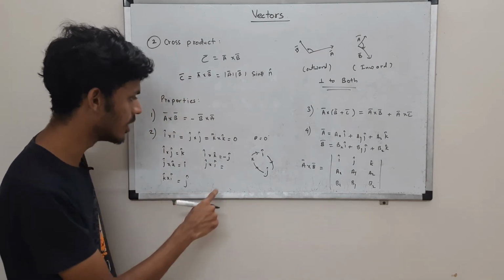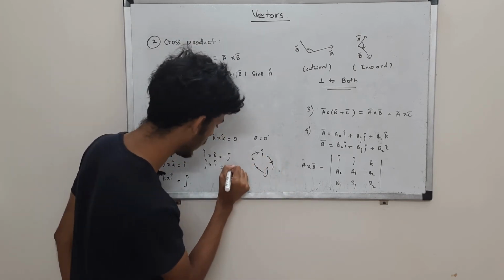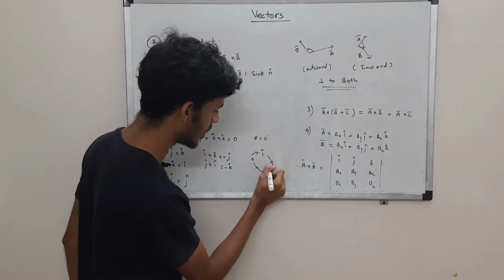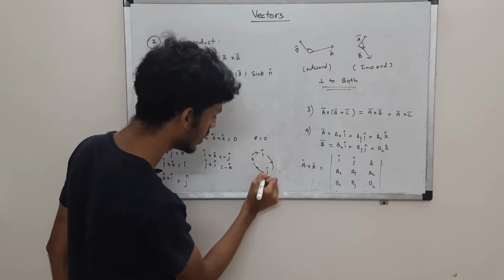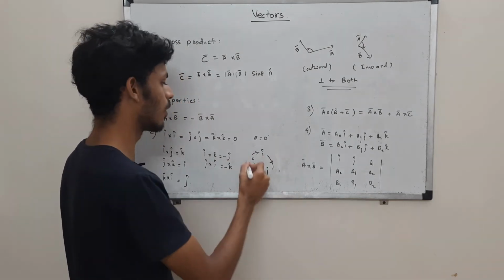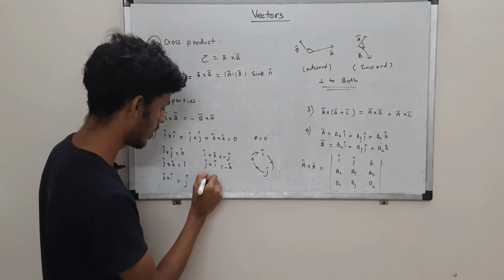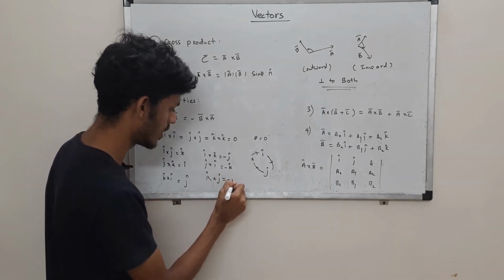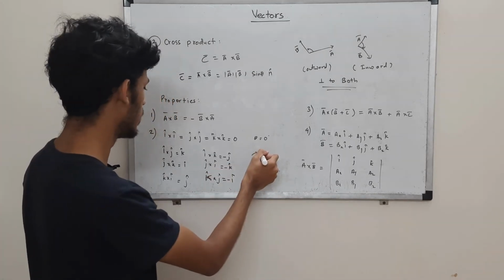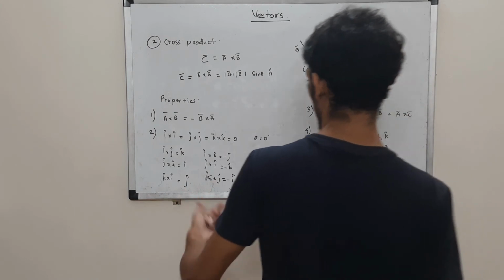J cross I, again, we are going in the anti-clockwise direction, so it will give K but negative K. If you go along the clockwise direction, it will just give you the next one. So I cross J will give you K, J cross K will give you I, and K cross I will give you J. But if you are going anti-clockwise, K to J, then it will give you minus I. K cross J will be minus I. Similarly, J to I will be minus K, and I to K will be minus J. So that's about the different cross products of I, J, K.